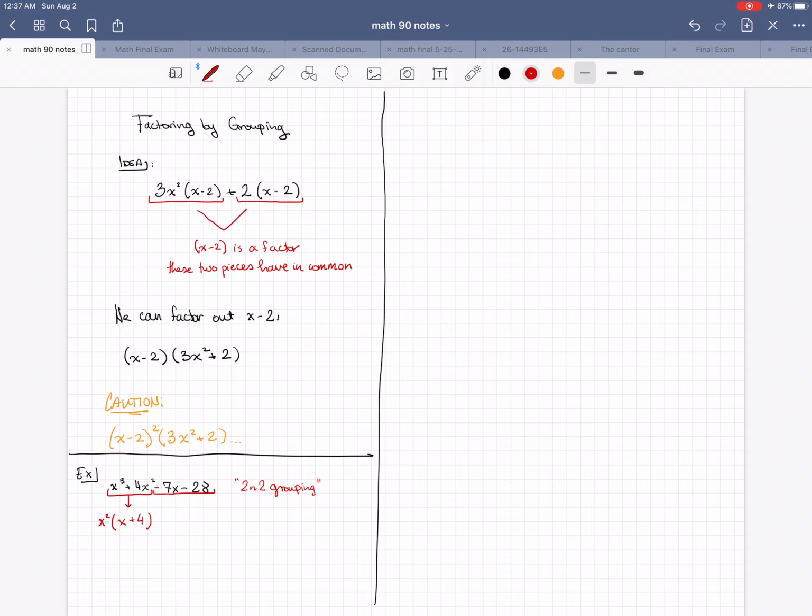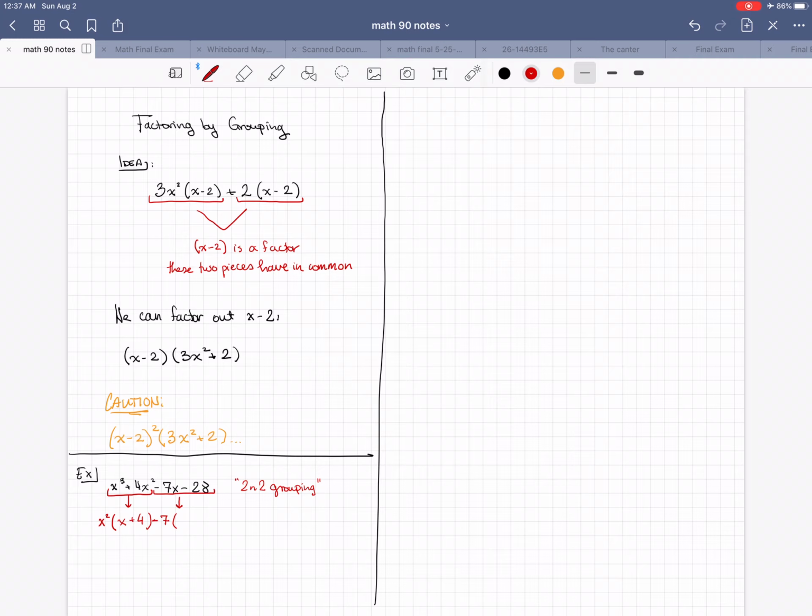Now, in addition to the negative, and I'll say a couple more words about it in a few seconds, we see 7x and we see 28. Both of those are divisible by 7. So what we're actually going to do here is factor out negative 7.